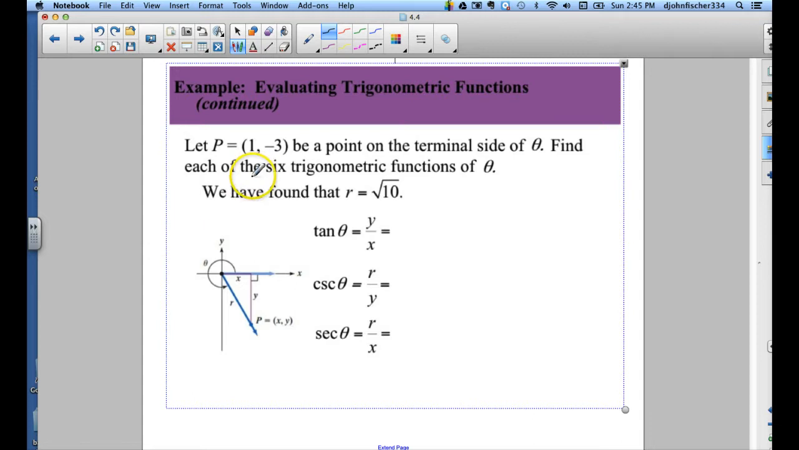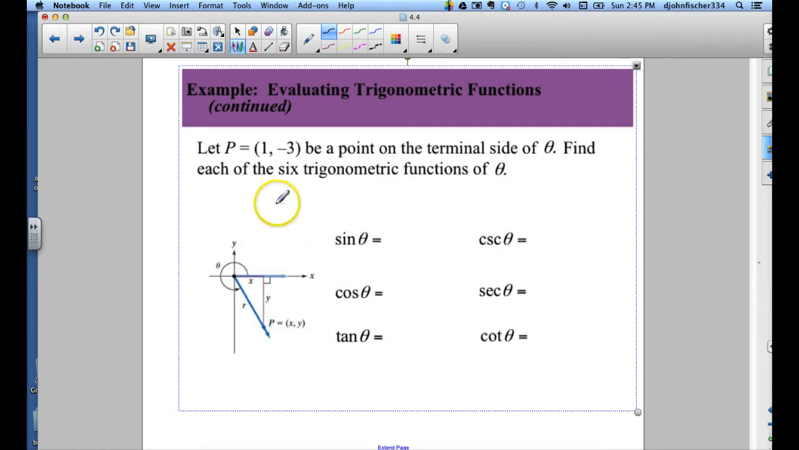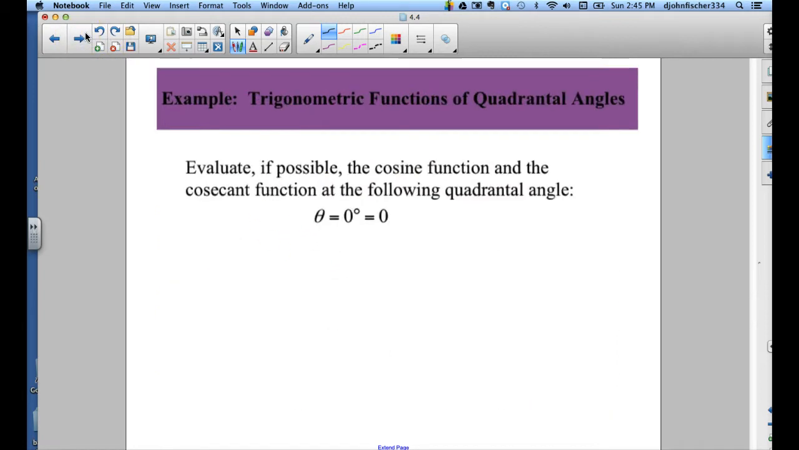Okay, what's next here? We got a point. Let P be a point on the terminal side of the angle. Find the six trigonometric functions of theta. Well, we already found this. We already did this problem, so we don't need to do it again. And we already did that, so we're kind of done with that.